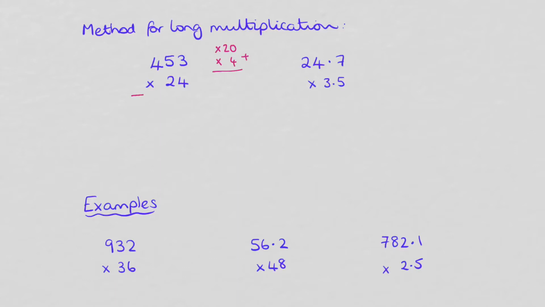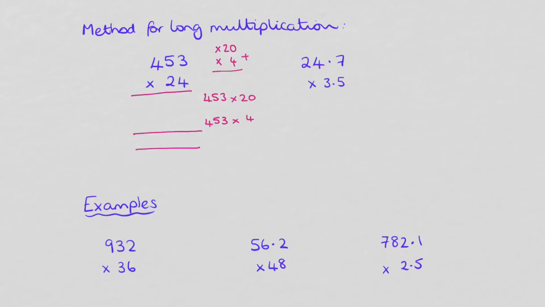So what we do is set up a big answer box, and the first row in our answer box is going to be 453 times 20, and the second row is going to be 453 times 4, and then we're going to add them together and we'll get our answer at the bottom.